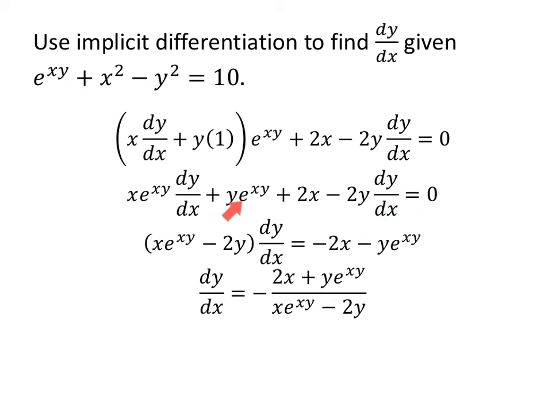Things that do not involve dy/dx are subtracted to the other side of the equal sign. Anything that does have a dy/dx, I've factored out the dy/dx so that I can divide and solve. dy/dx is a negative. They're both negative, so I factored it out. dy/dx equals (2x plus y e to the xy) over (x e to the xy minus 2y). So whatever has the dy/dx as a coefficient along the way is going to end up in our denominator. What doesn't have a dy/dx ends up in our numerator, as long as we move it to the other side of the equal sign first.